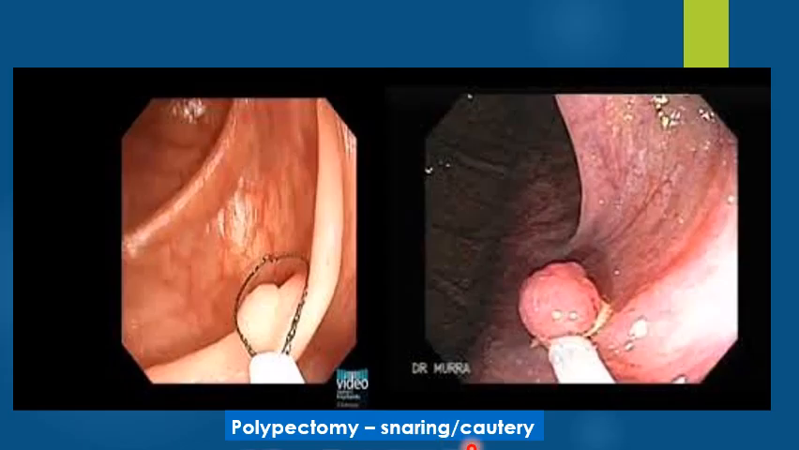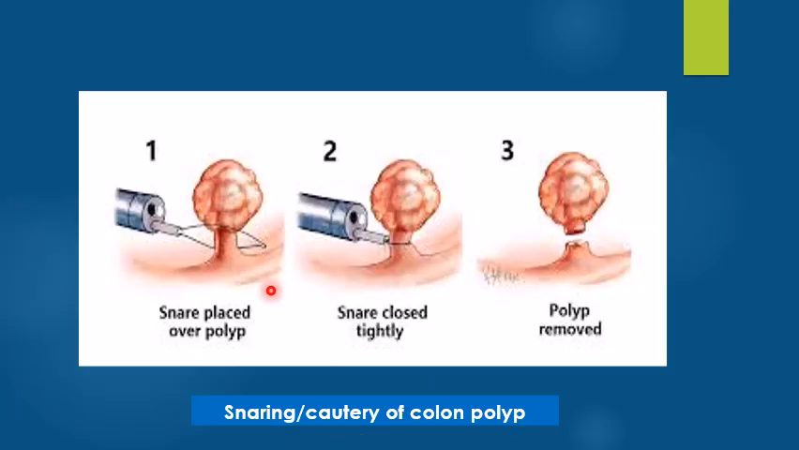And this is polypectomy. In case a polyp is the cause of the bleeding, then you can do a polypectomy, which involves snaring of the polyp followed by cauterization of the base. Okay, here, first snare the polyp with the loop through the endoscope. Snare closed tightly, and here the polyp is removed. And once the polyp is removed, the base is cauterized to stop further bleeding. So it's snaring and cautery of the colonic polyp.